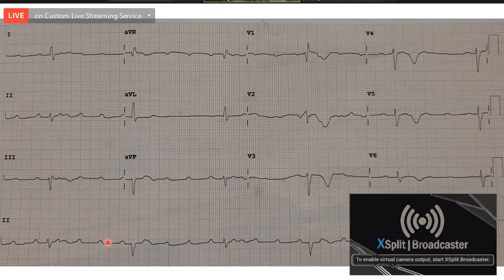Why is it so? If it is an infranodal complete heart block, what will be the usual rate? Infranodal complete heart block rate? Around 30 to 40. Yes, usually below 40, 20 to 40. What will be the rate in a supranodal complete heart block?